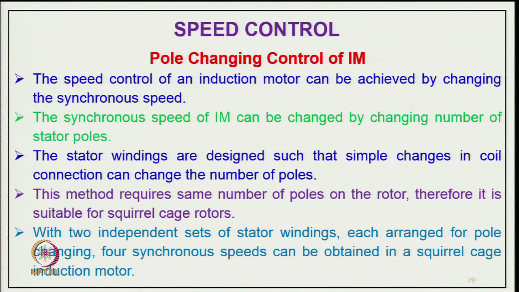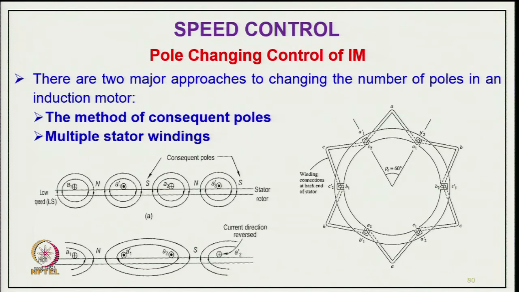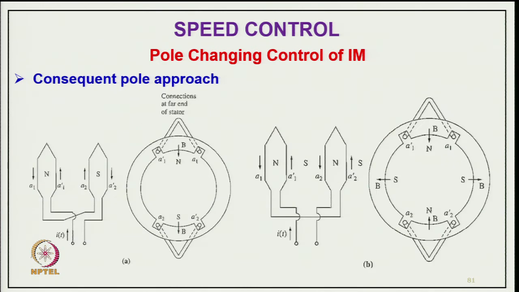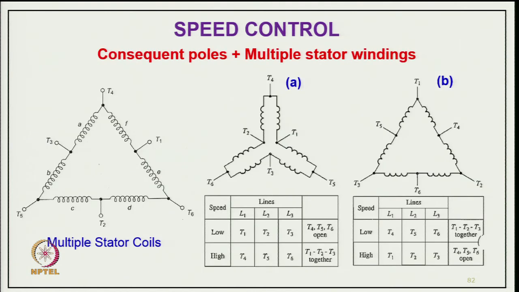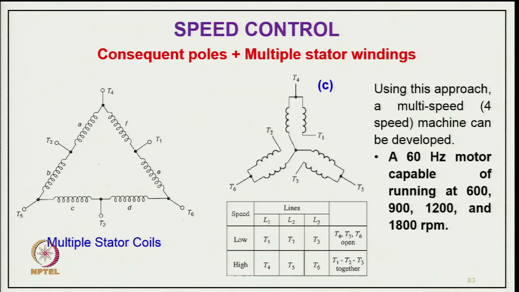So, with two independent sets of stator winding, each arranged for pole changing, four synchronous speeds can be obtained in a squirrel cage induction motor. These are typical examples of the connections you can change so that the number of poles is reduced to half or doubled. This is how the winding connections are made with consequent pole changing, the typical method to change the winding connection and the number of poles from the stator side itself.